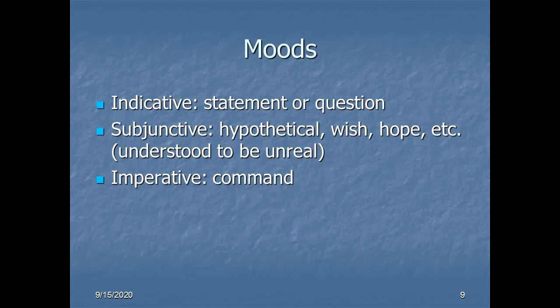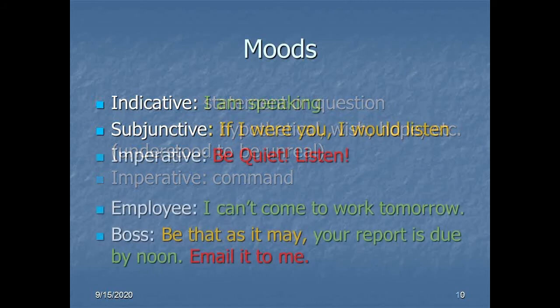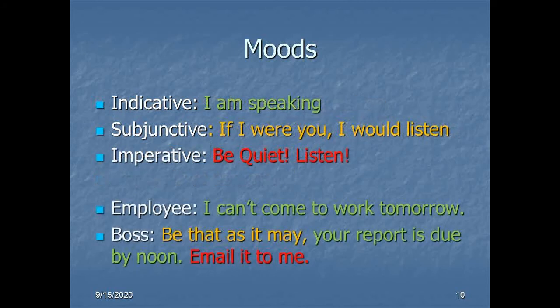Let's take a look at some examples in modern English. So I might say in the indicative, I am speaking. That's simply a statement of fact. Then I might choose to offer some advice. If I were you, I would listen. Now you can see how that is unreal, can't you? I am not you. So I'm stating a condition that is definitively unreal.